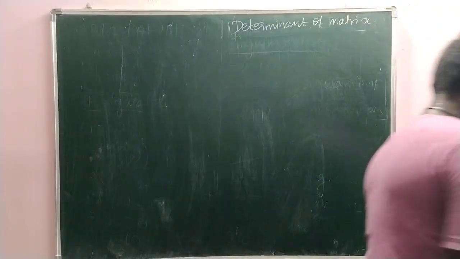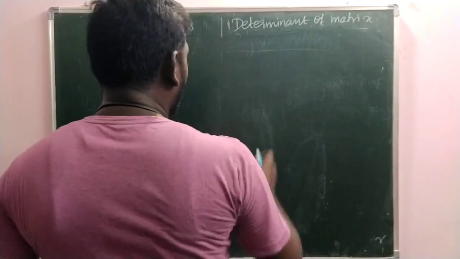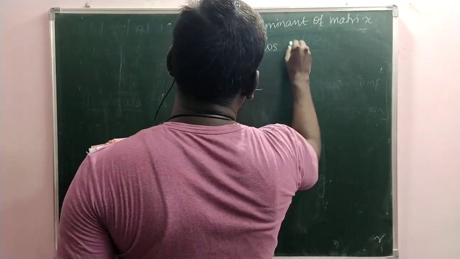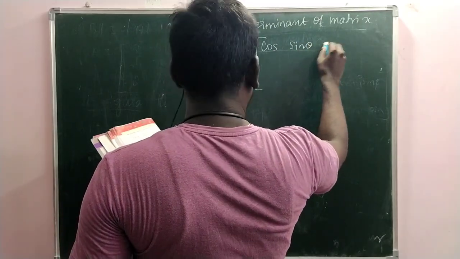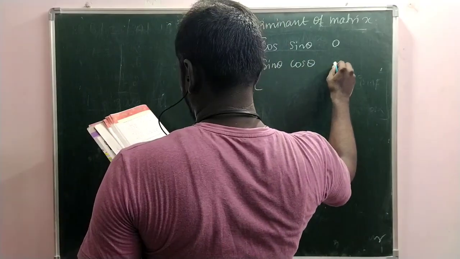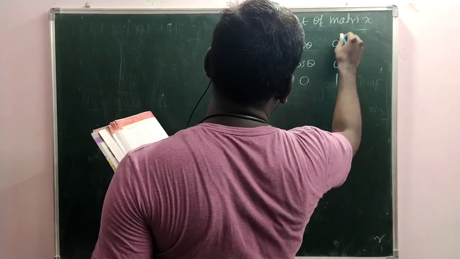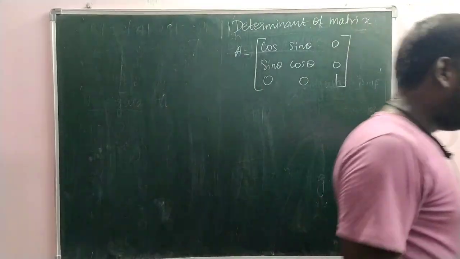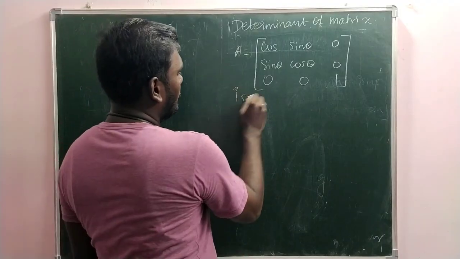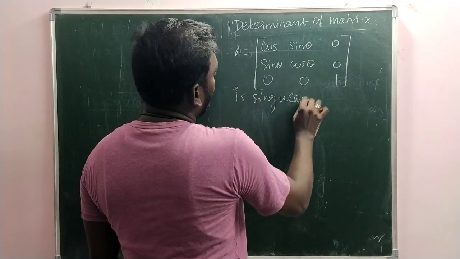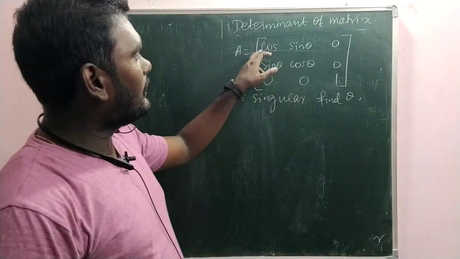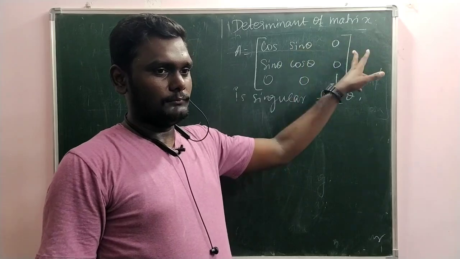Good. Okay, now look into the 8th question. See, the matrix A is cos theta, sin theta, 0; sin theta, cos theta, 0; 0, 0, 1. Very simple. What clever people will do means, they will not take the determinant blindly. If this is singular, find theta, they say. Okay, what clever people will do means, they will not take blindly with the first row.